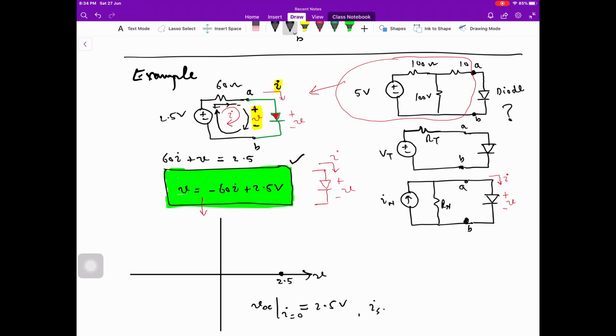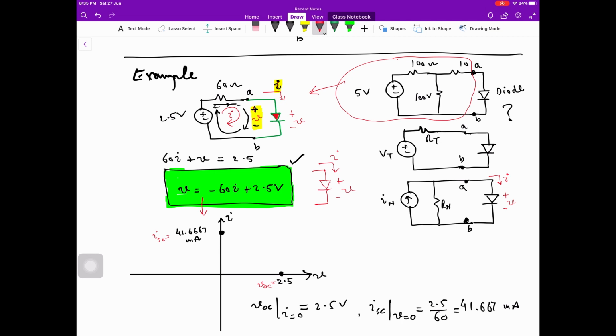So what is the I short circuit? When the output is shorted, terminal A is connected to terminal B, voltage will be 0, and I short circuit is equal to 2.5 divided by 60. So this is 41.667 milliampere. When V is equal to 0, we are on the vertical axis, and this is 41.6667 milliampere. Note that this is the short circuit current and this is the open circuit voltage.